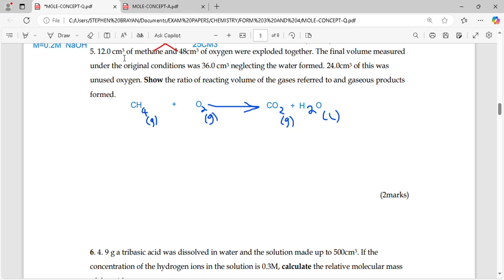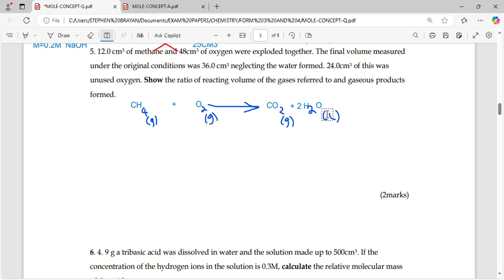Now from the question, you've already been told that for methane, it is 12 cubic centimeters. Now I've already written this equation here. I have to check whether this equation is balanced first and foremost. Carbon here is 1, carbon here is 1. Hydrogen is 4, so I must make hydrogen on this side also be 4. How do I make hydrogen on this side 4? By writing there 2. So if I write there 2, then the hydrogens are balanced.